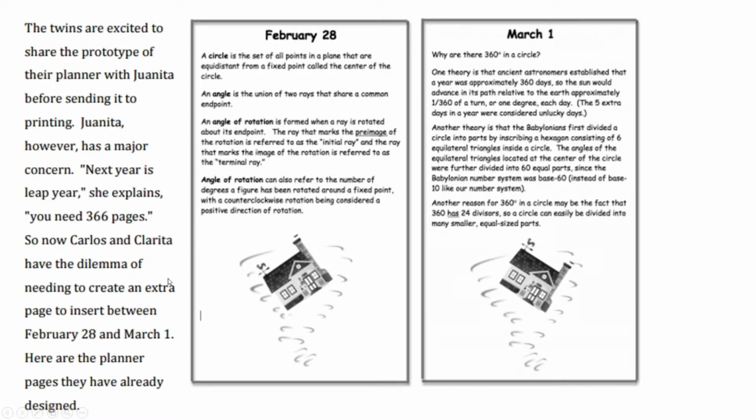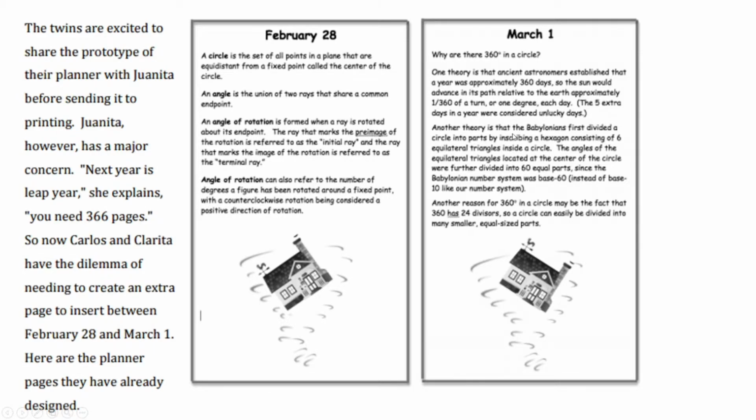Here are the planner pages they already have. So this is their image for February 28th. And remember, February is math month, so this is all math stuff right here. And then here's the image for March the 1st. And March is ancient civilizations, and stuff like this. So they talk about in here how the Babylonians came up with 360 degrees in a circle. Pretty cool stuff. Read that if you're interested.